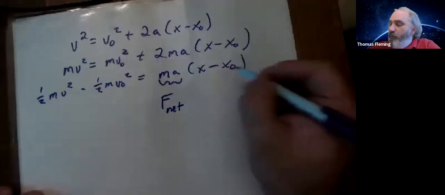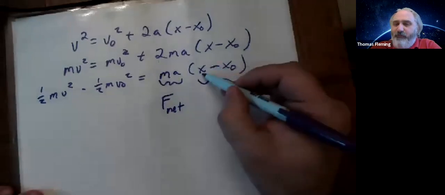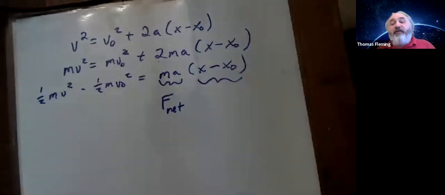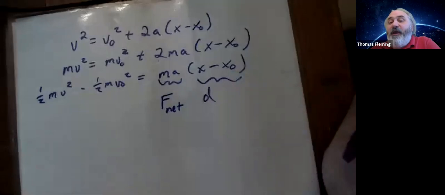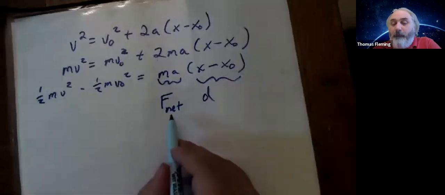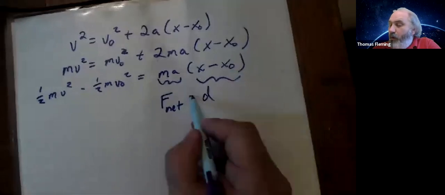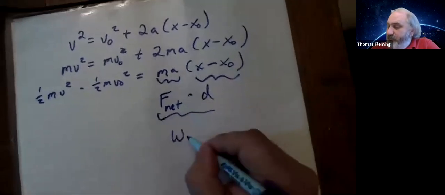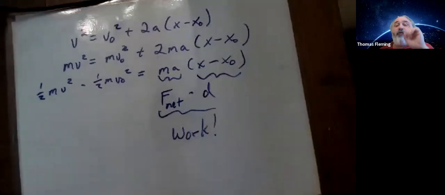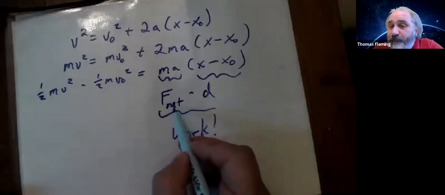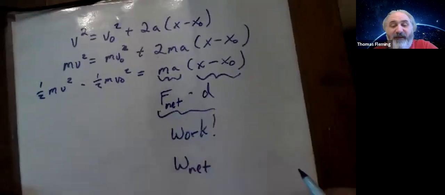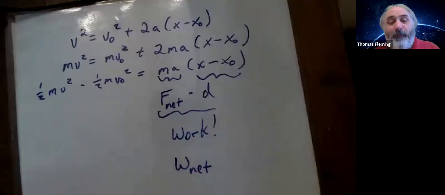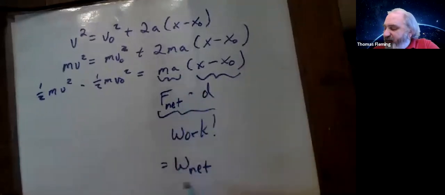Cool. Wait, what the heck is all this? Final position minus initial position. That's how far the object has gone. That's the distance that I've traveled. So on the right-hand side of this equation, I have my net force multiplied by how far I've just moved. Oh, wait, that is the work. More specifically, it's not just any work. Since this was the sum of all the forces, this is the sum of all the work. This is the net work being done by all the forces acting on my object. That's what that is. And look what that equals.